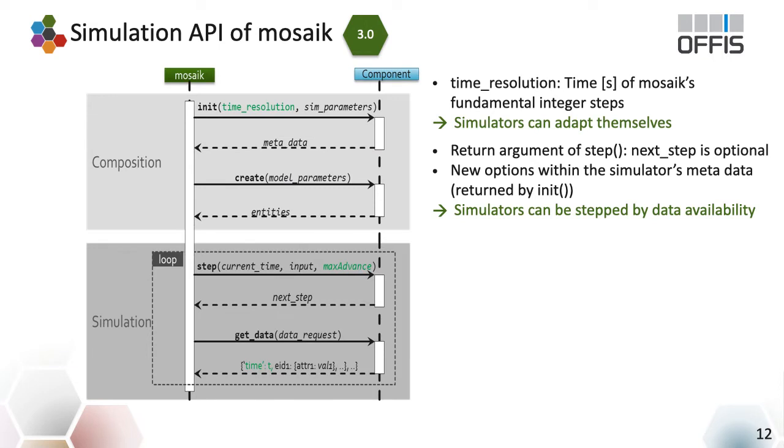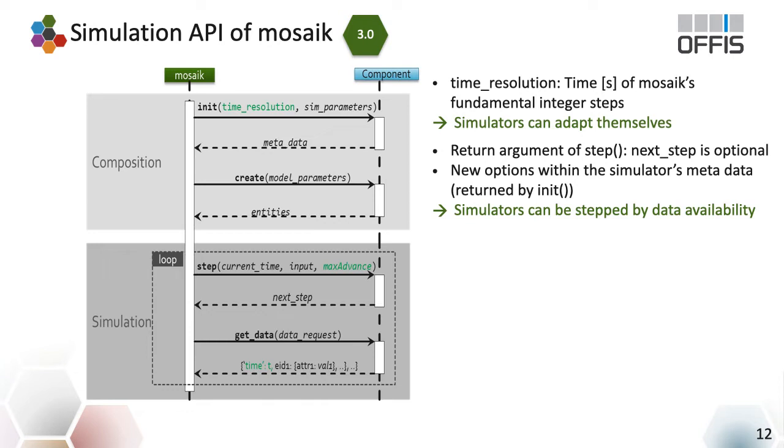So then let's have a closer look at this API. As I said, we have these init, create, step, get data. These are the fundamental communication steps. Init is done at the initialization phase in your scenario script when you set up all these different simulator connections. Create is then when you parameterize your models. So this is the composition phase.